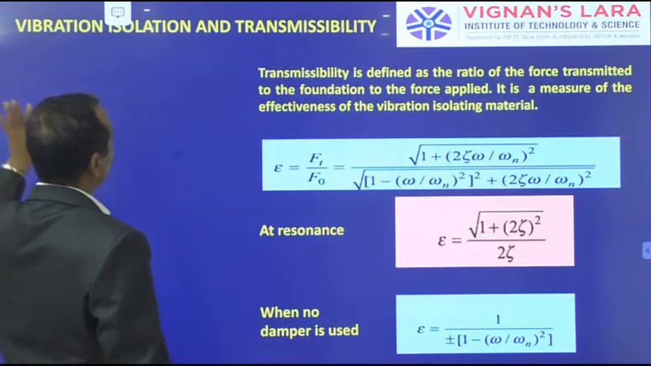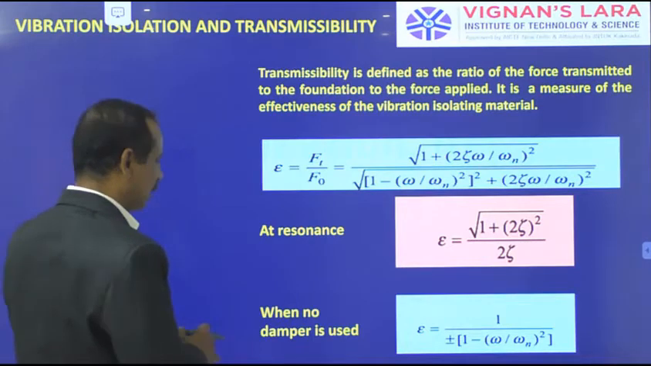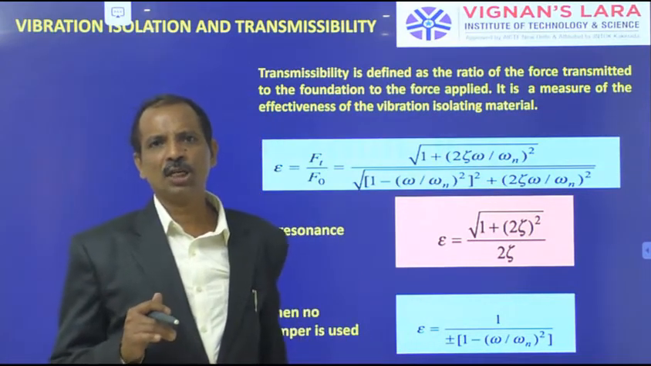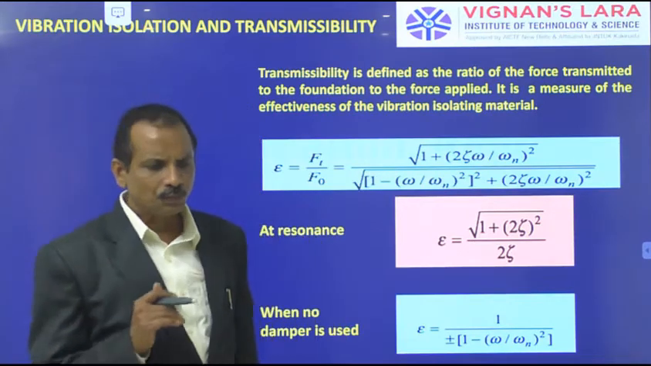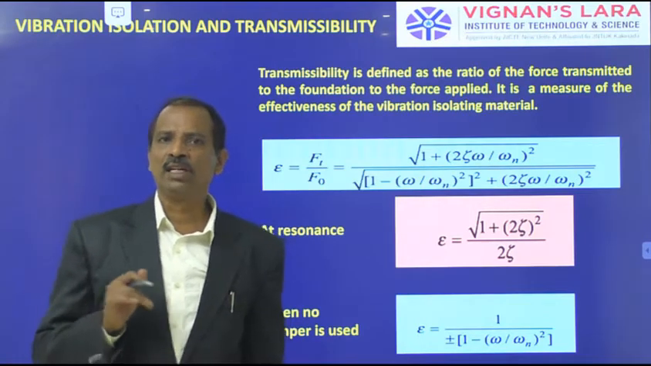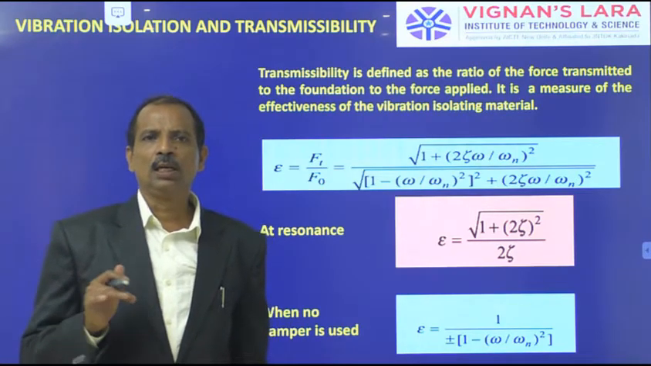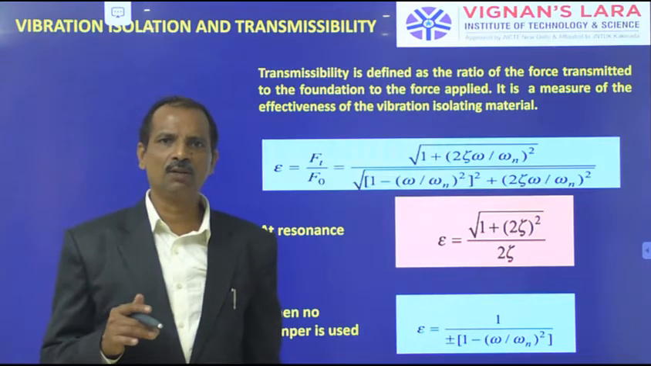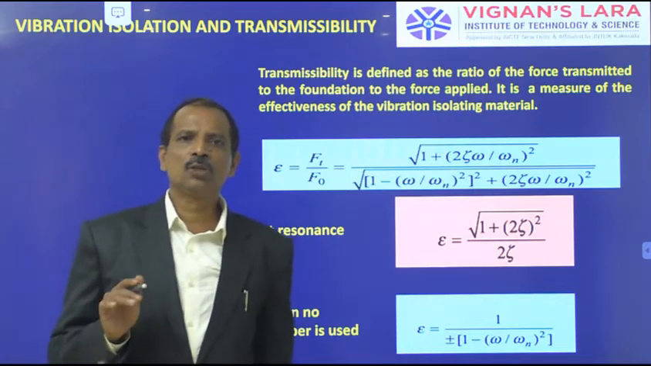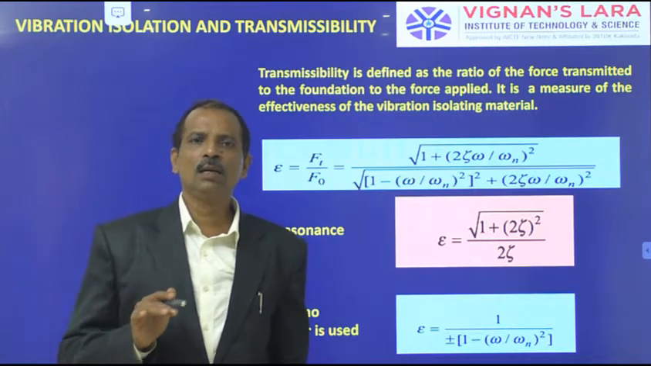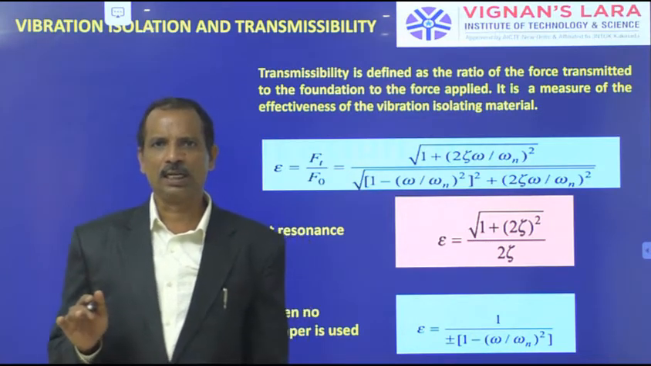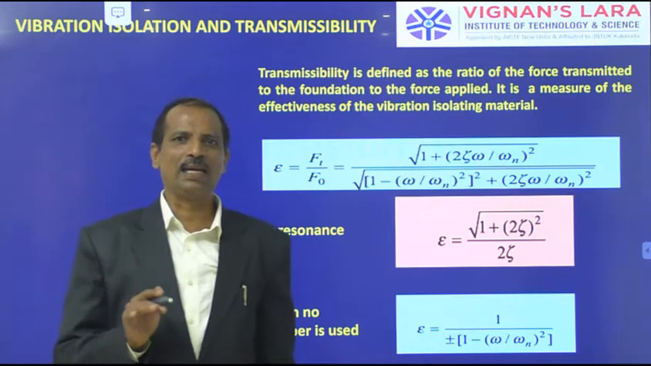Then the other important term is vibration isolation and transmissibility. This is one of the important parameters, especially when you are installing machines in a machine lab, or even if you are installing equipment in a factory, and you should take care about what are the factors that are governed by one machine to the other machine, isn't it? It is as simple as this.